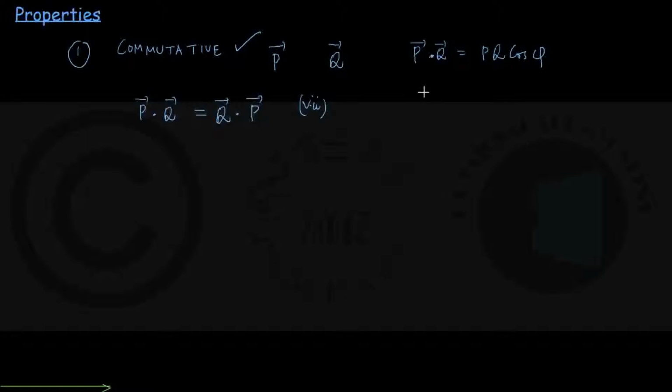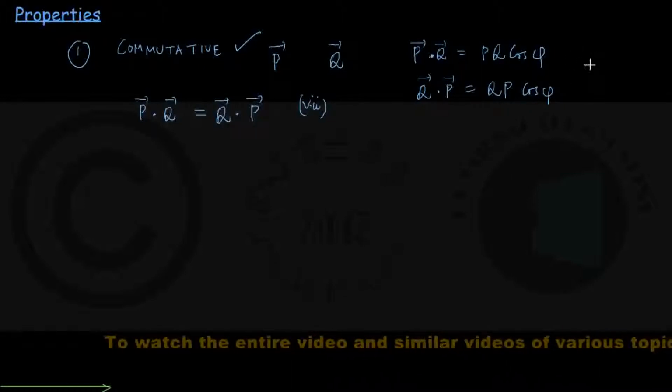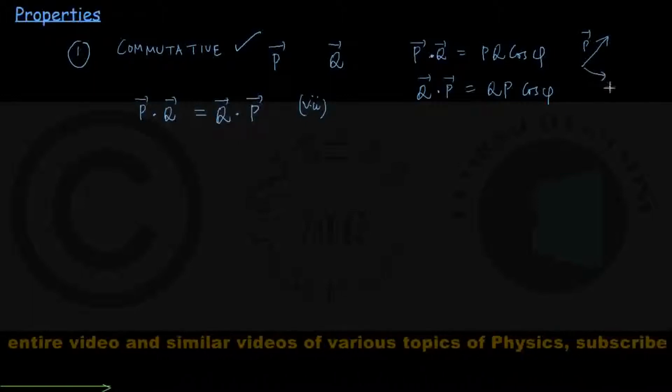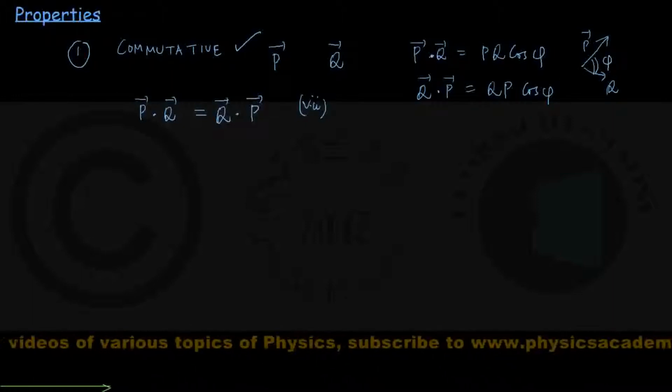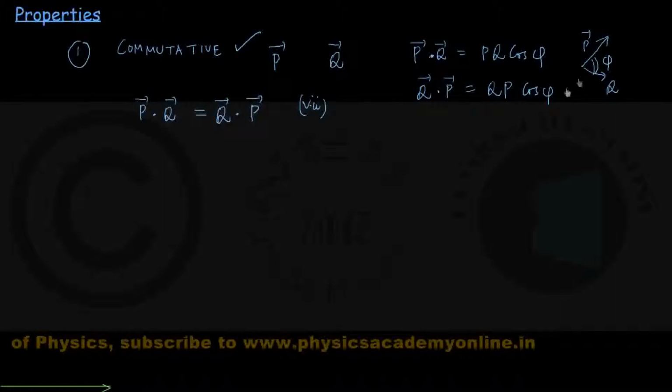Similarly, if I started with Q, I could write down Q dot P as the magnitude of Q into magnitude of P into cosine of the angle between them. Obviously, it doesn't really make any difference here. If the vectors P and Q are like this, and the angle between them is phi, it doesn't matter which way you measure the angle, it comes out to be phi, the smaller angle between P and Q.